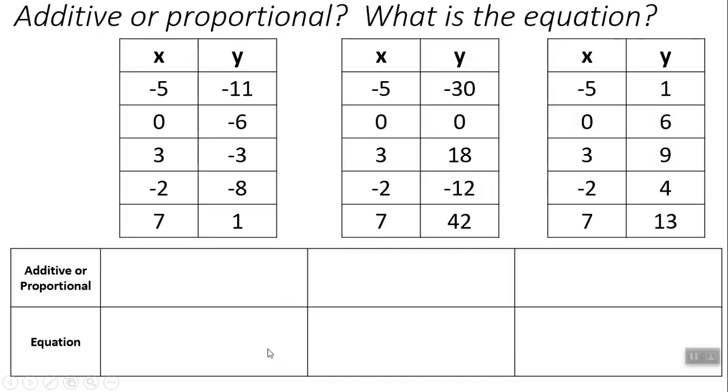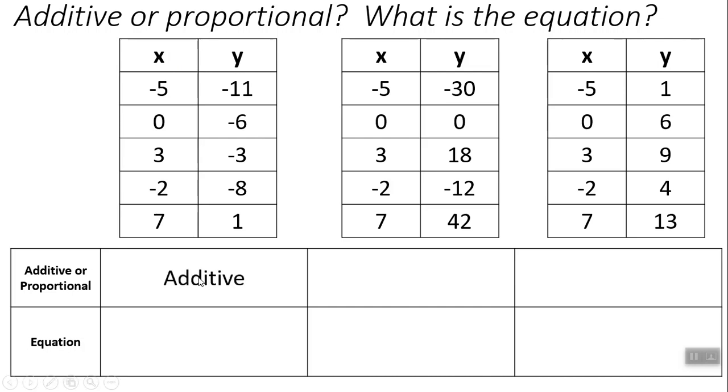All right, moving on. Spotting if something's additive or proportional, and what is the equation? Looking at this first one, you can look at this -5 turning to -11, 0 turning to -6, input of 3, output of -3. Couple ways you can check this. You can go ahead and see if the y minus x all works out to the same thing, or you can do y over x. And once again, I've got that additive or proportional video that goes into more detail.